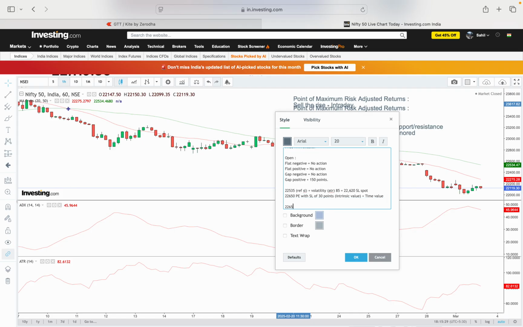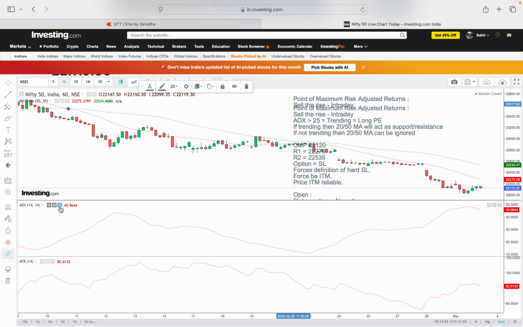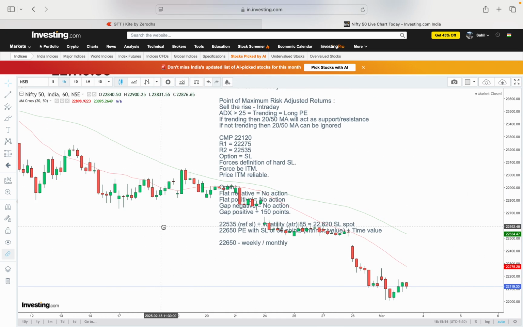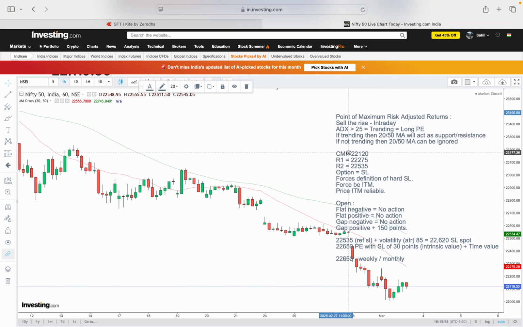because the trader has the possibility of trading 22,650 on the weekly as well as on the monthly, and both of them will have a different time value. In other words, factoring the intrinsic value and the time value from our spot SL will give us the ultimate SL for the security that we are choosing. And with this, our trade plan becomes slightly more streamlined. I will remove these indicators here and I will add them here.